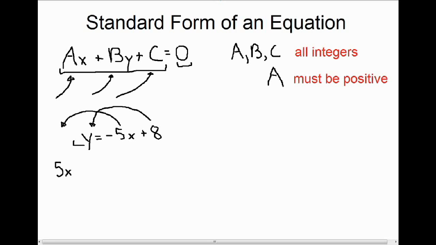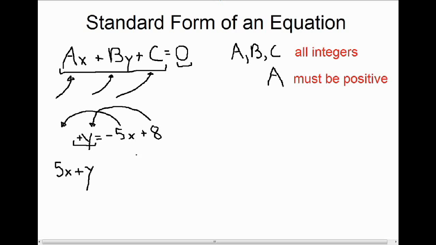Now next we have y. Now I do have to include the sign here, and the sign of y is positive. So I have to include that plus sign with the y. I can't just write y there, because then it looks like I'm multiplying by y.